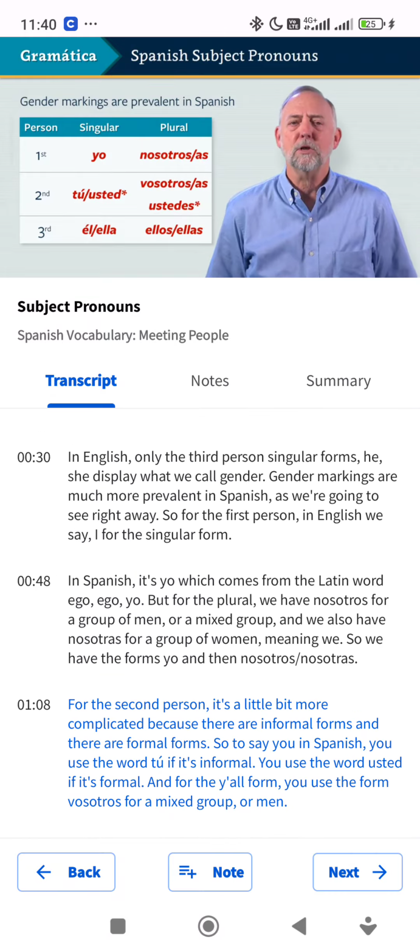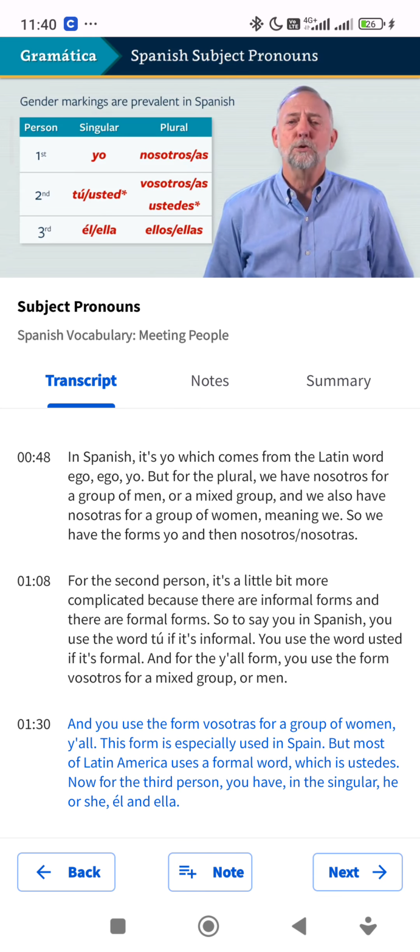For the second person, it's a little bit more complicated because there are informal forms and there are formal forms. So to say you in Spanish, you use the word tú if it's informal. You use the word usted if it's formal. And for the y'all form, you use the form vosotros for a mixed group or men, and you use the form vosotras for a group of women, y'all. This form is especially used in Spain. But most of Latin America uses a formal word, which is ustedes.